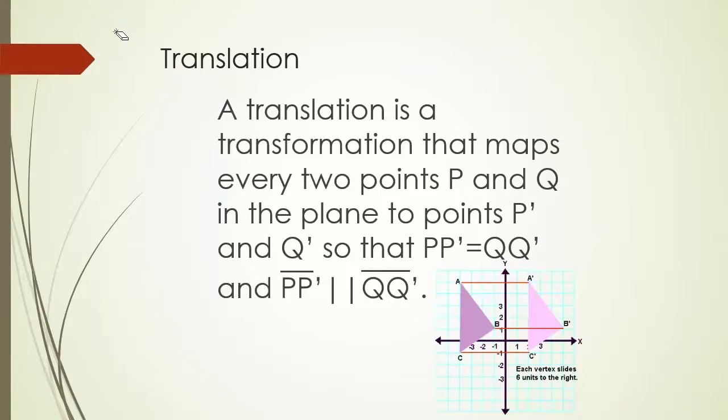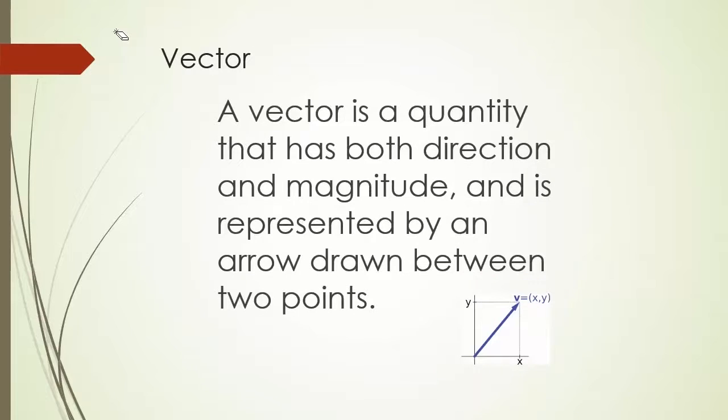Let's start with some vocabulary. First word is a translation. A translation is a transformation that maps every 2 points P and Q in the plane to points P prime and Q prime so that PP prime is equal to QQ prime and line segment PP prime is parallel to line segment QQ prime.